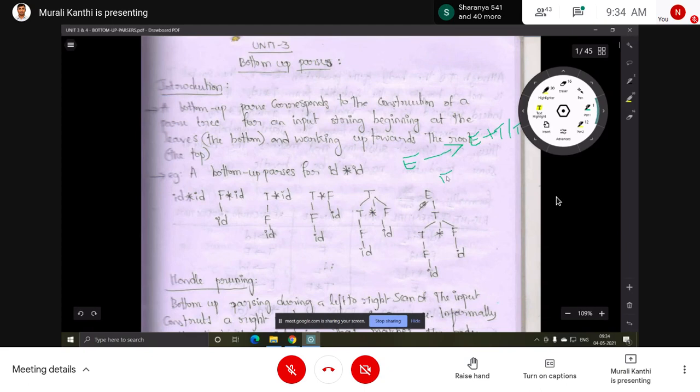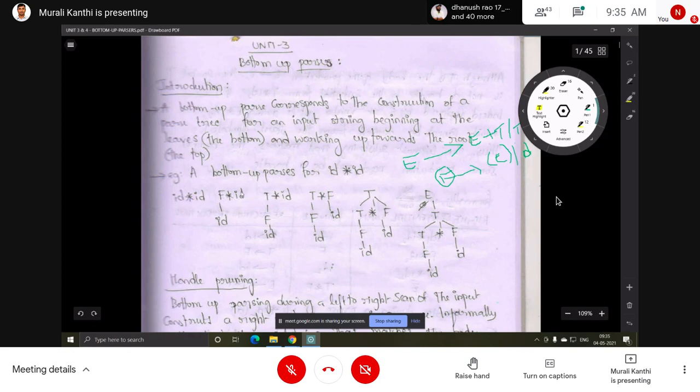Okay, F implies, you know, F implies what? E ID. ID is a handle. Now here the handle is to be found out. So in place of ID, what can we write? F. So F is replaced in place of ID.